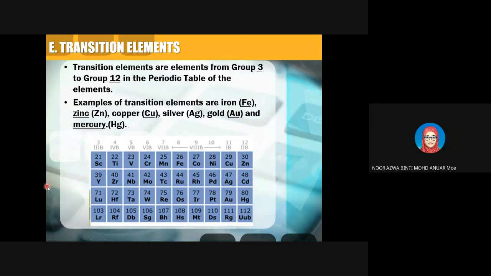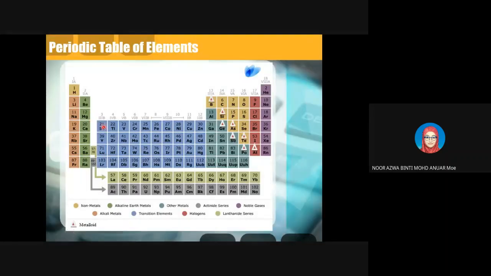So okay, example of transition elements yang popular lah, macam ferrum, iron, zinc, copper ni cuprum, okay, silver, gold, okay, and mercury. Ni macam yang biasalah kita dengar. So kalau kamu tengok the transition element is here. Okay, yang biru ni. Okay, group 3 until group 12.